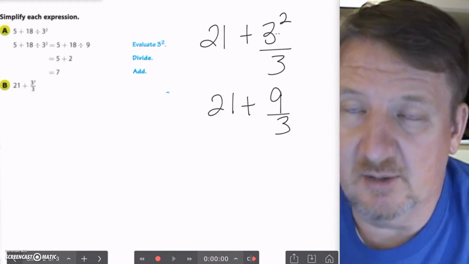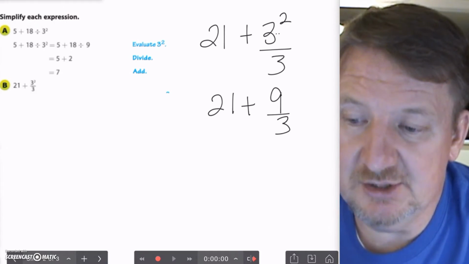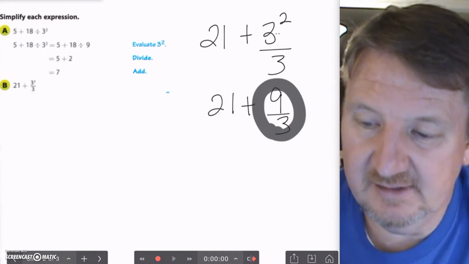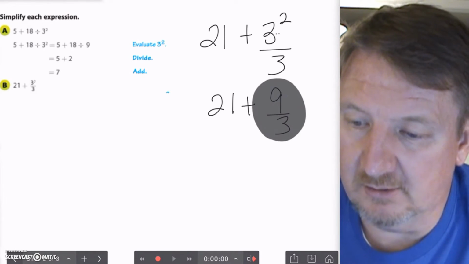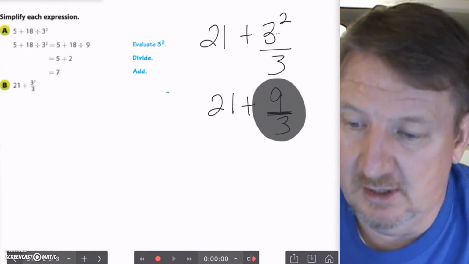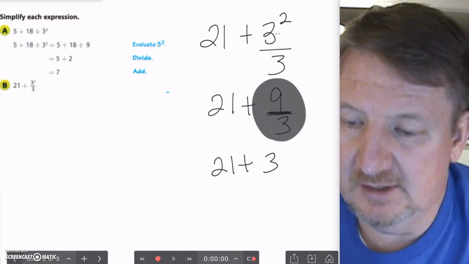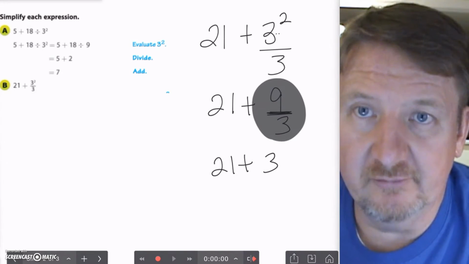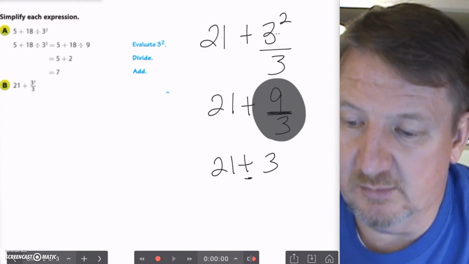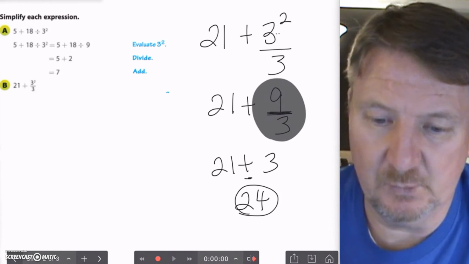The next thing I want to do is any multiplication or division. Well, I don't see any multiplication again, but guess what? That is division all day long. It's got a fraction bar, so that's my division symbol. So I got 21 plus 9 divided by 3, which is 3. Now I'm looking for addition and subtraction. All I have is addition, so I say 21 plus 3 is 24, and that's my final answer.